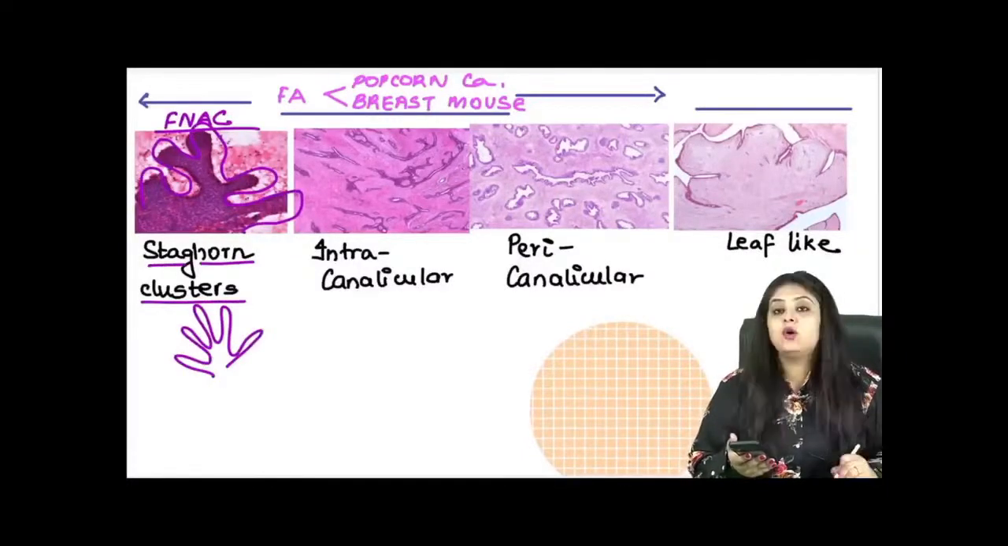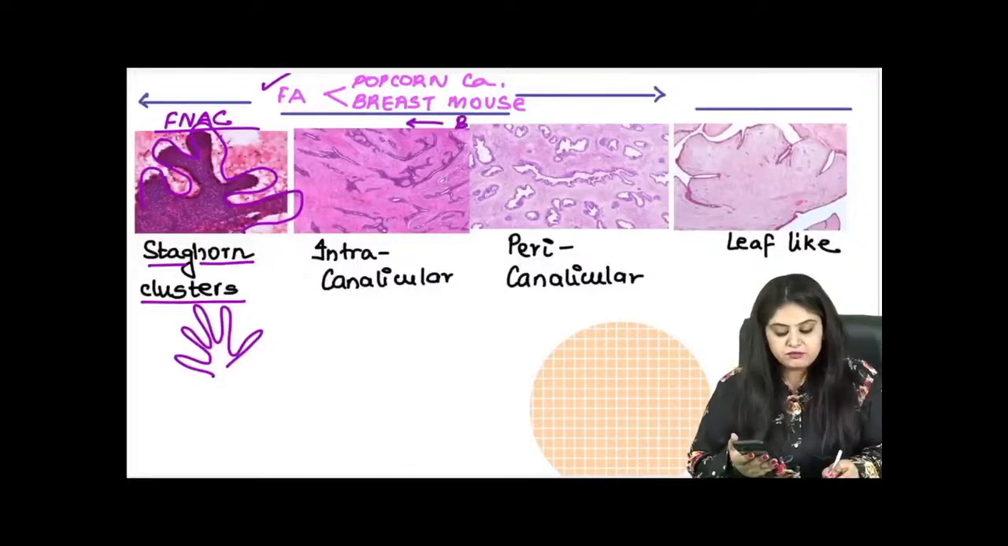If you look at the horns of a deer, they are like this. The horns of a deer, matlab stag horn clusters, are seen on FNAC. If this word is written, it is pakka 5. This is FS. What are these 2 pictures?